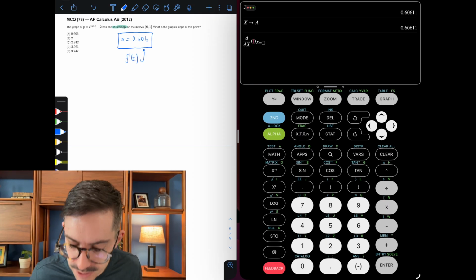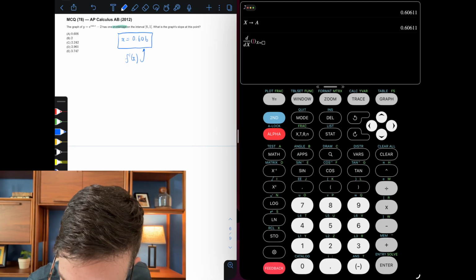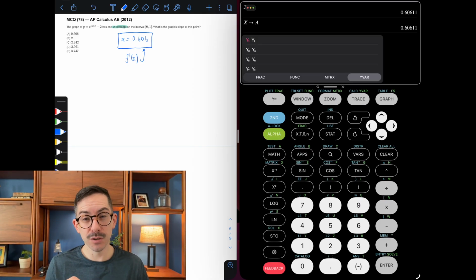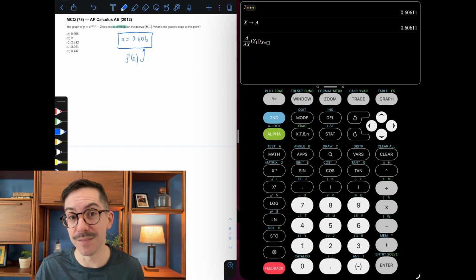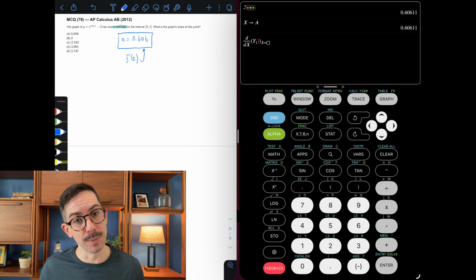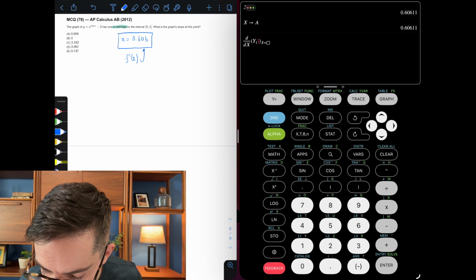So what I can do is hit alpha trace to bring up my y variable menu and just enter y1 there. If you don't like this, you can by all means just enter e to the tan x, subtract 2 again. But that can save some time and make you less likely to make a mistake. So it can be a helpful little tip there.